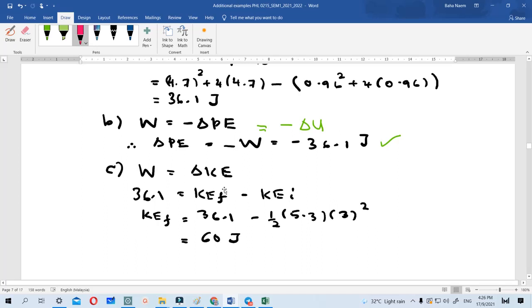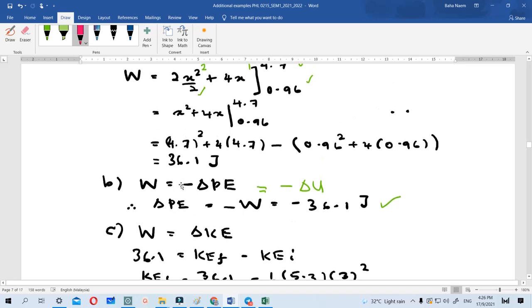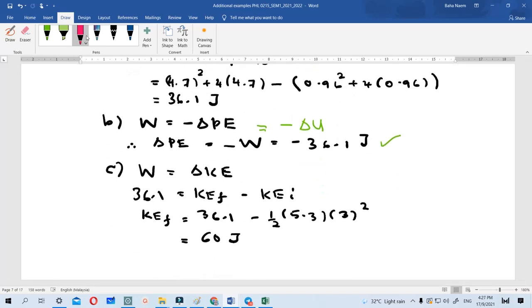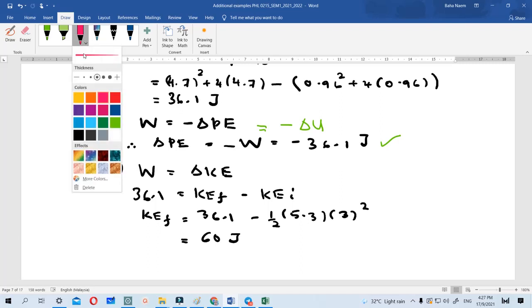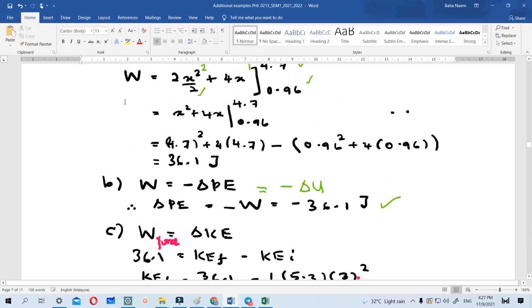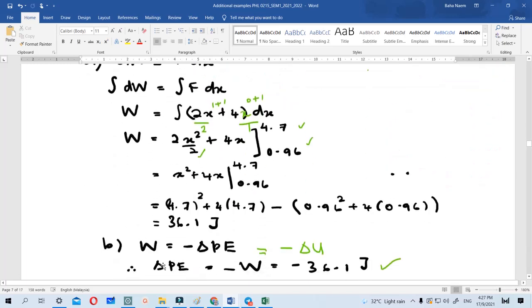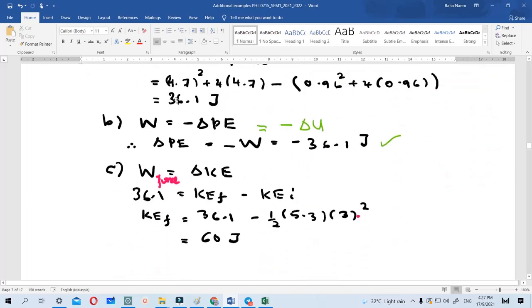Okay, why not substitute negative 36.1? Because this is the change in potential energy. So what we did is we substitute the work by the force in this scenario. Which force? The force by the expression here, the one you have calculated as A just now, 36.1. That's why you substitute 36.1.